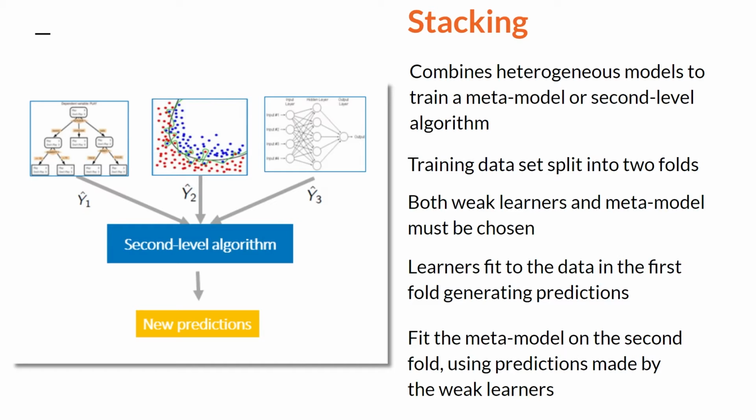And then you fit the meta model on the second fold using those predictions, which are made by the weak learners. So there is something called multi-level stacking. You can use third level algorithms, fourth level algorithms. You can keep going as long as you need to. And really a lot of the very powerful ensemble methods use that multi-level stacking. So it's very interesting, very powerful, but you really need to know what you're doing. It's highly customizable.